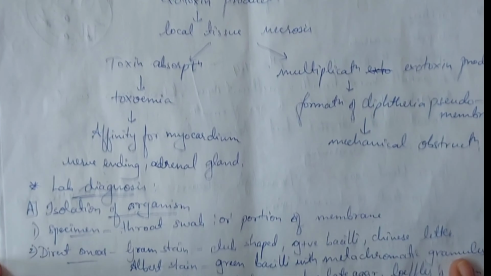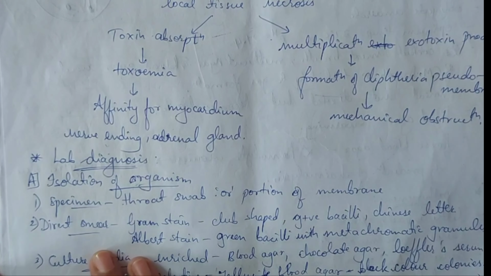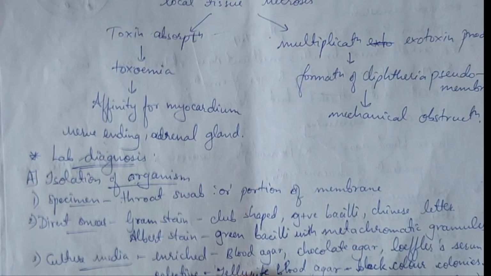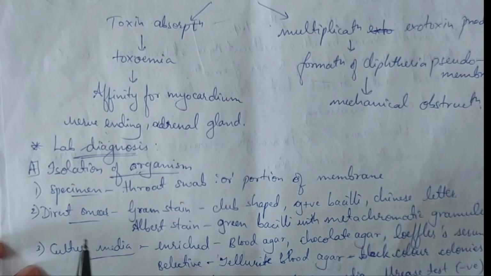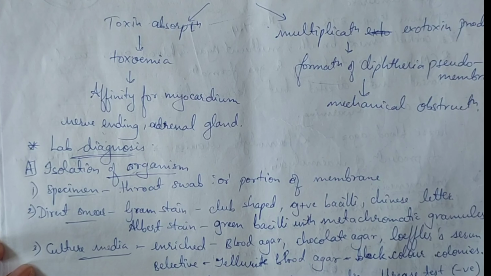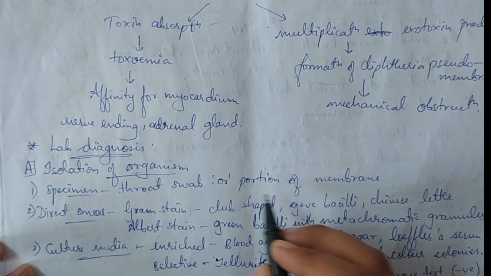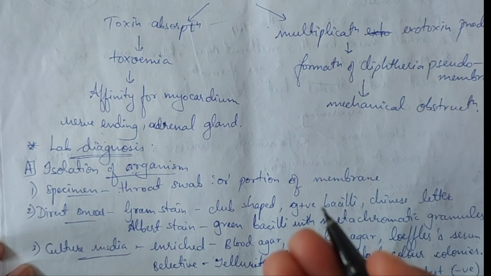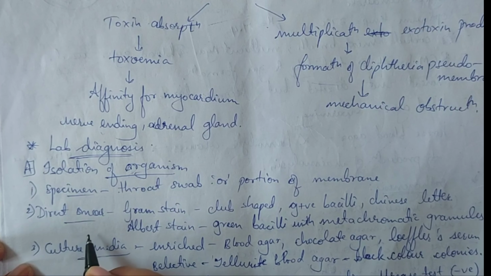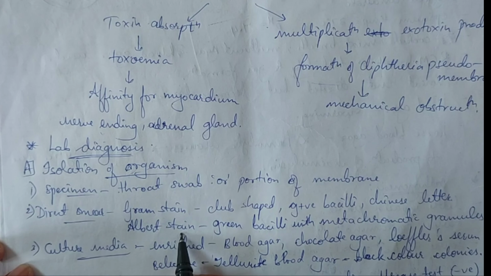Next, let's move on to the lab diagnosis. In lab diagnosis, first we have to do isolation of organisms. One is the specimen, how you take up the specimen for the test. One is throat swab or a portion of the membrane is taken, the infected membrane. Direct smear, gram stain and Albert stain.